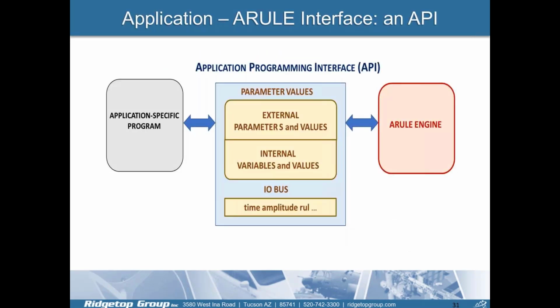So, ARUL is talked to or has an interface, what we call an application programming interface. You've probably heard that term before. You have an application-specific program. You have our ARUL engine. The API has external parameters and values, internal variables and values, and an I/O bus. That API is how you communicate with our ARUL engine.